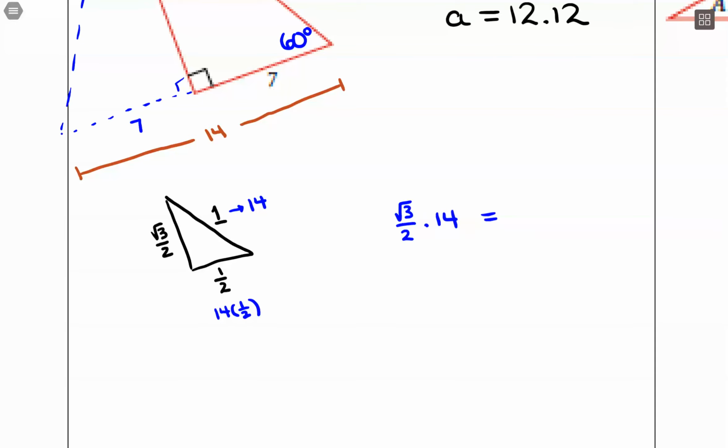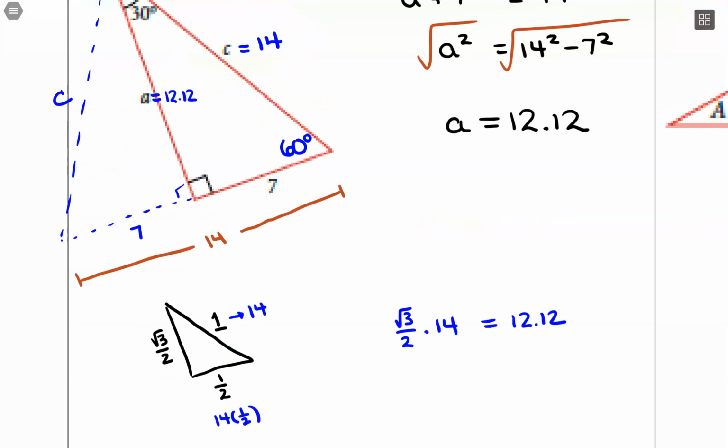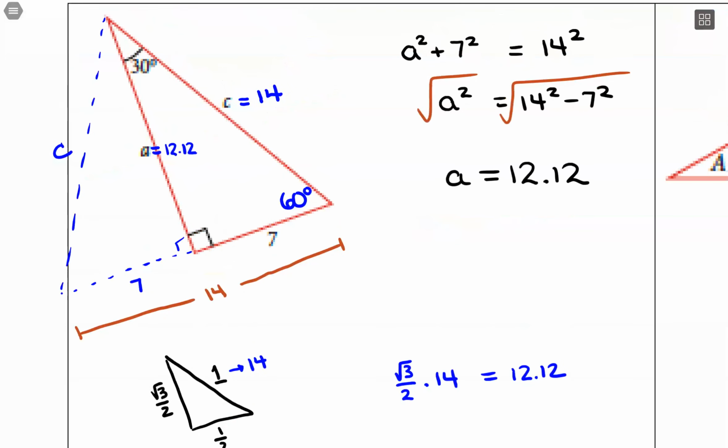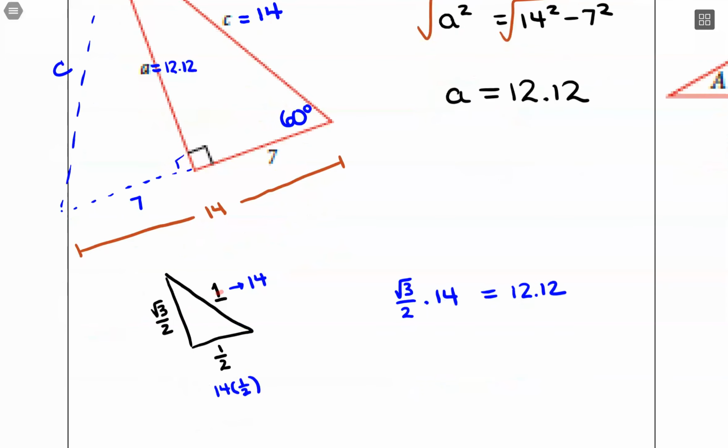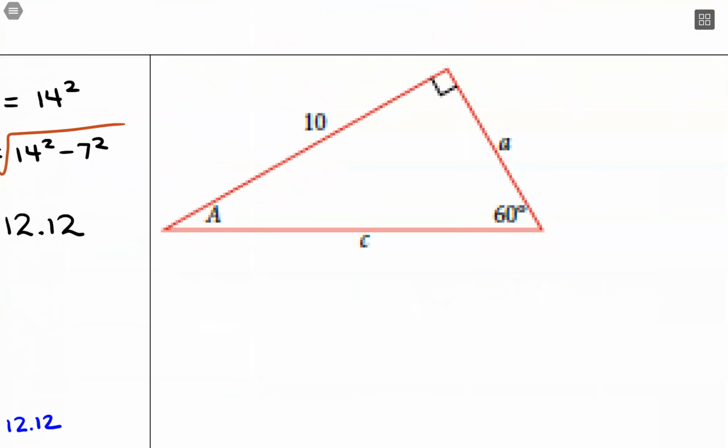Well, if you plug that into a calculator, surprise, surprise, it's 12.12. So for these cases where you have a special triangle, if you get out your hypotenuse, and it has to be the hypotenuse because that's your special kind of scaling of 1 to another number, then what you can do is using multiplication, scale the other sides, and you could skip the Pythagorean theorem. So let me show you how to do that with this one here.